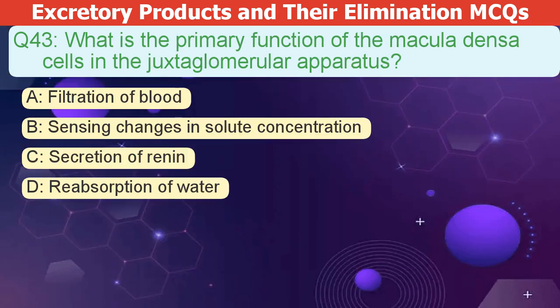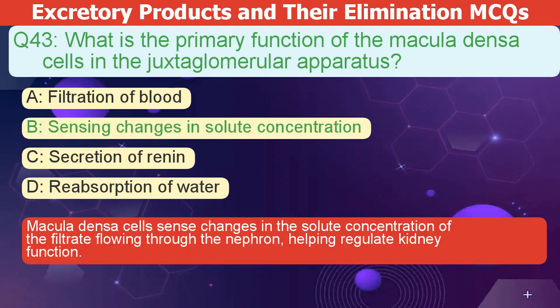What is the primary function of the macula densa cells in the juxtaglomerular apparatus? A. Filtration of blood. B. Sensing changes in solute concentration. C. Secretion of renin. D. Reabsorption of water. The correct answer is B. Macula densa cells sense changes in the solute concentration of the filtrate flowing through the nephron, helping regulate kidney function.